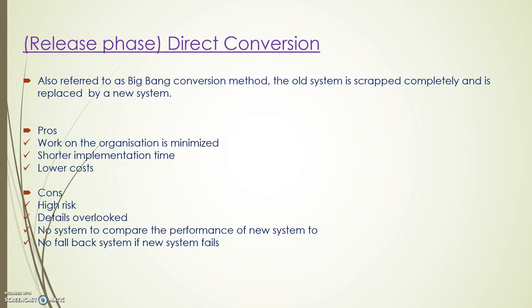Now we have the direct conversion method, also referred to as the Big Bang method. The old system is scrapped completely and is replaced by a new system. Pros, work on the organization is minimized, shorter implementation time, and lower costs. Cons, high risk, details overlooked, no system to compare the performance of the new system to, and no fallback system if the new system fails.